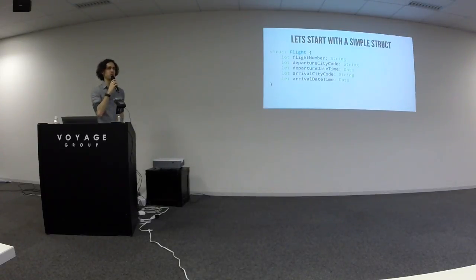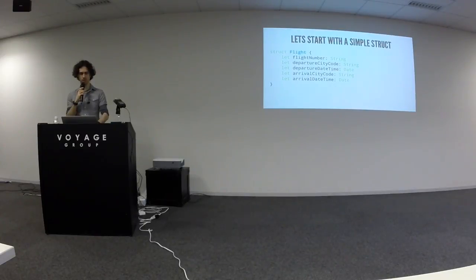I also tend to speak really fast when I get nervous and I'm presenting, so I need to breathe and slow down. So here's the flight structure, and just basic information for us to work with: a flight number, a departure city, a departure date time, an arrival city, and an arrival date time. I'm sure there's a lot more things we could stick in here, seat reservations and so on. But just to keep focused on our example today, we're gonna work with this struct a little bit.